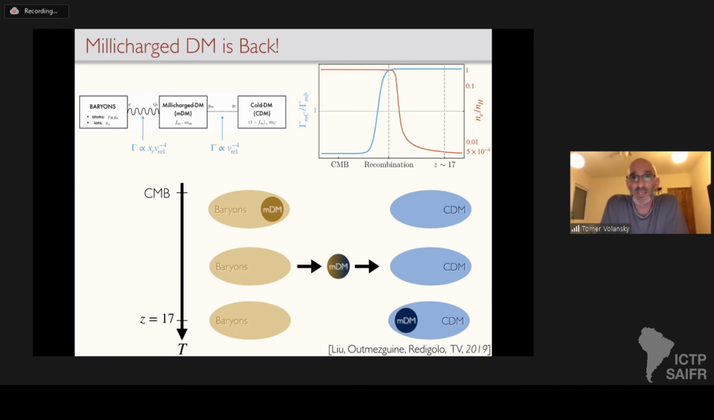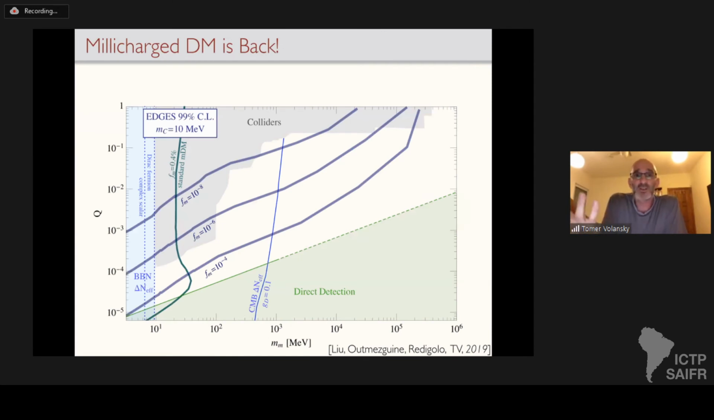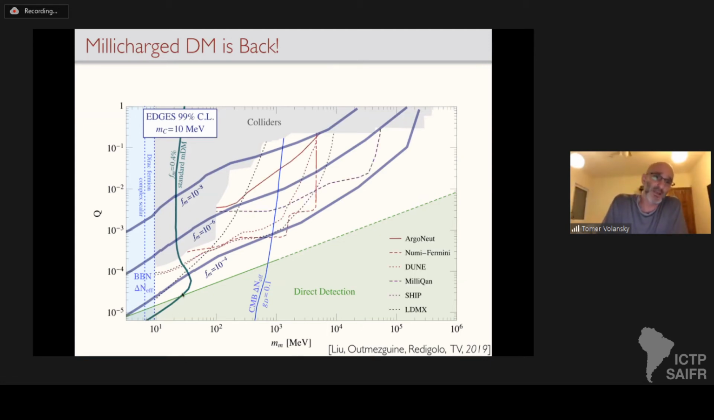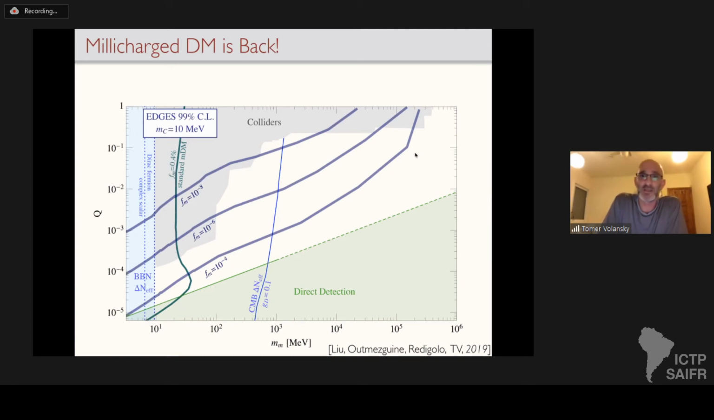So the Milli charge dark matter itself can have a much, much larger parameter space, which is opened. This green line over here is the standard Milli charge scenario. And now you can have a much lighter, a much heavier Milli charge, because the heat capacity comes from the cold dark matter, not the Milli charge itself. And you can have a much, much smaller fraction of Milli charge dark matter. You can go as low as 10 to the -8. So it opens up a whole new parameter space.